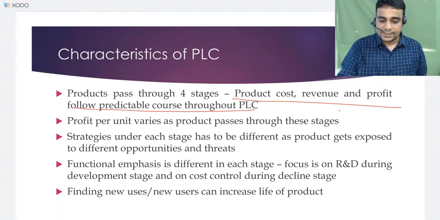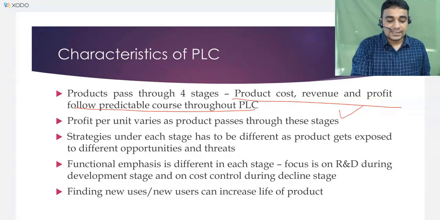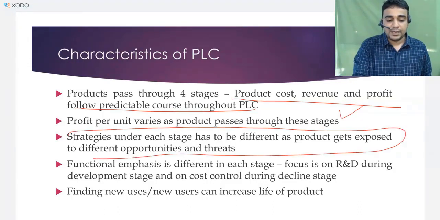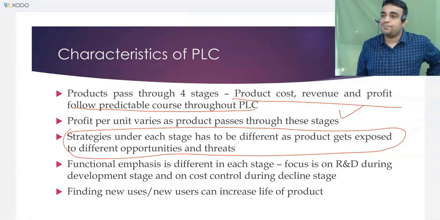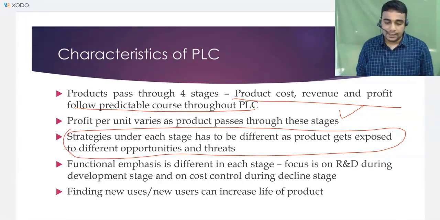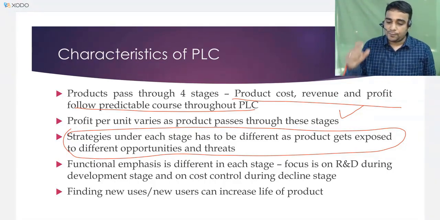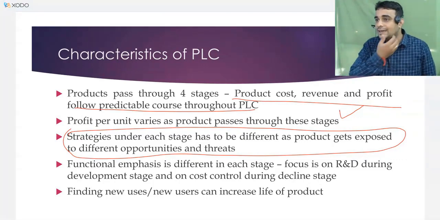Profit per unit varies as the product passes through these stages. Strategy has to be different as the product gets exposed to different opportunities and threats. Functional emphasis is different. Focus is on R&D during the development stage, and cost reduction during the decline stage.